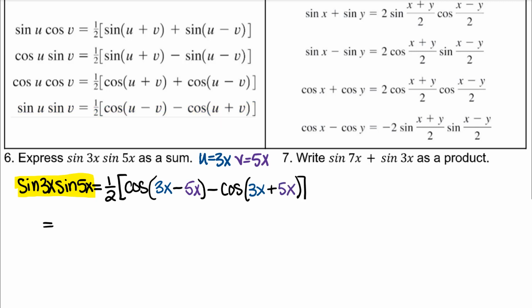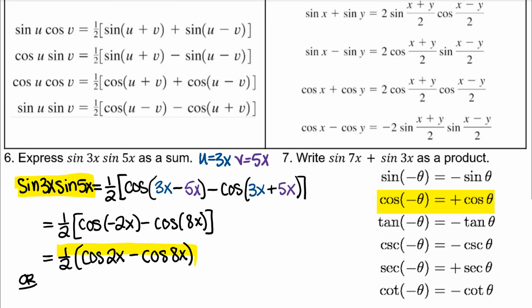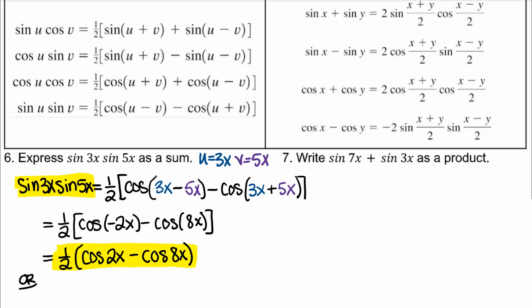Now simplify. I do not want a negative inside of the argument of a trig function. But guess what? We have a negative angle identity. You could write that in factored form or distribute the 1/2.